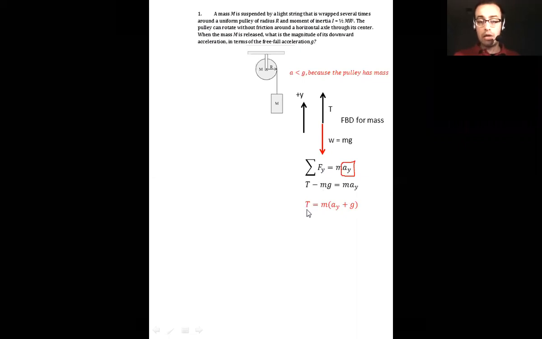So let's go ahead and solve for the tension, and tension equals m times (a sub y plus g). Why would we want to solve for the tension? Well, we want to see what the tension does to the block, to the pulley.